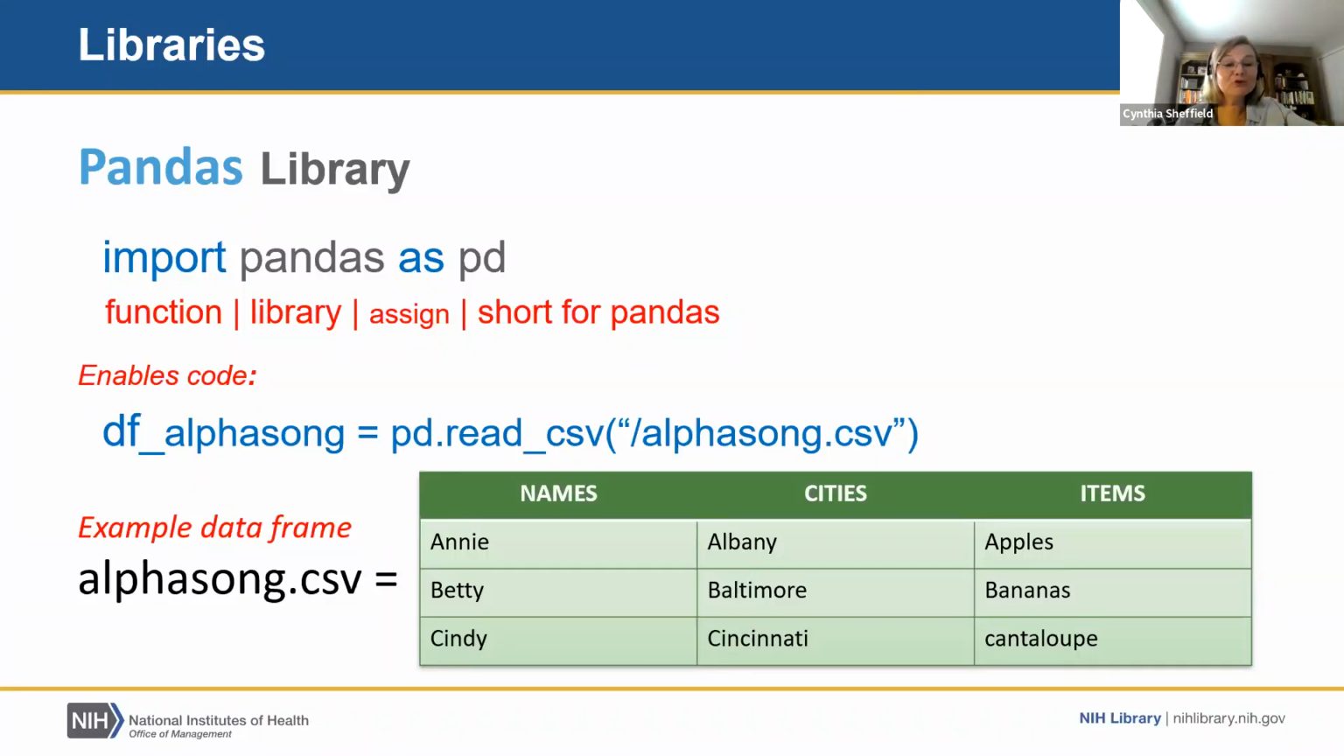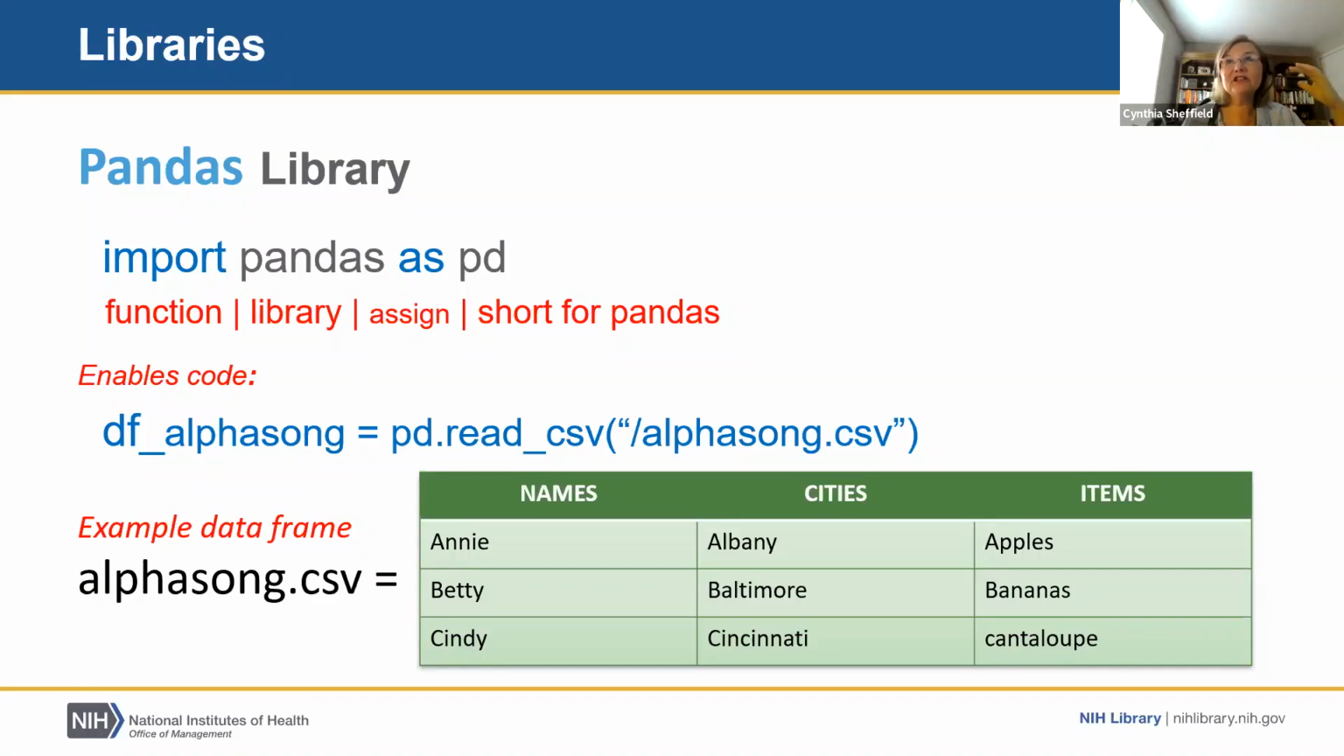So Cynthia, one of the comments in the chat is to define what a library is. Sure, absolutely. So a library in Python is really just short scripts of code. They're tools, if you will. For instance, pandas will load up your data frame so that your code will understand that data frame.